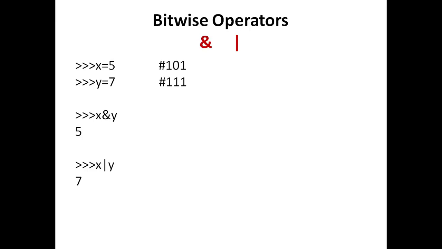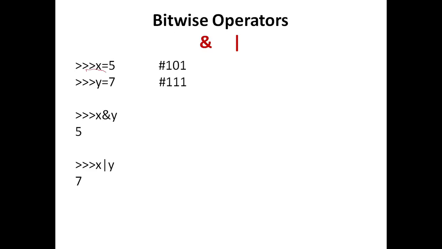Next one is the bitwise operator. In Python there are 6 bitwise operators. First one is the AND operator and then the OR operator. As their name suggests, they work on the bits.